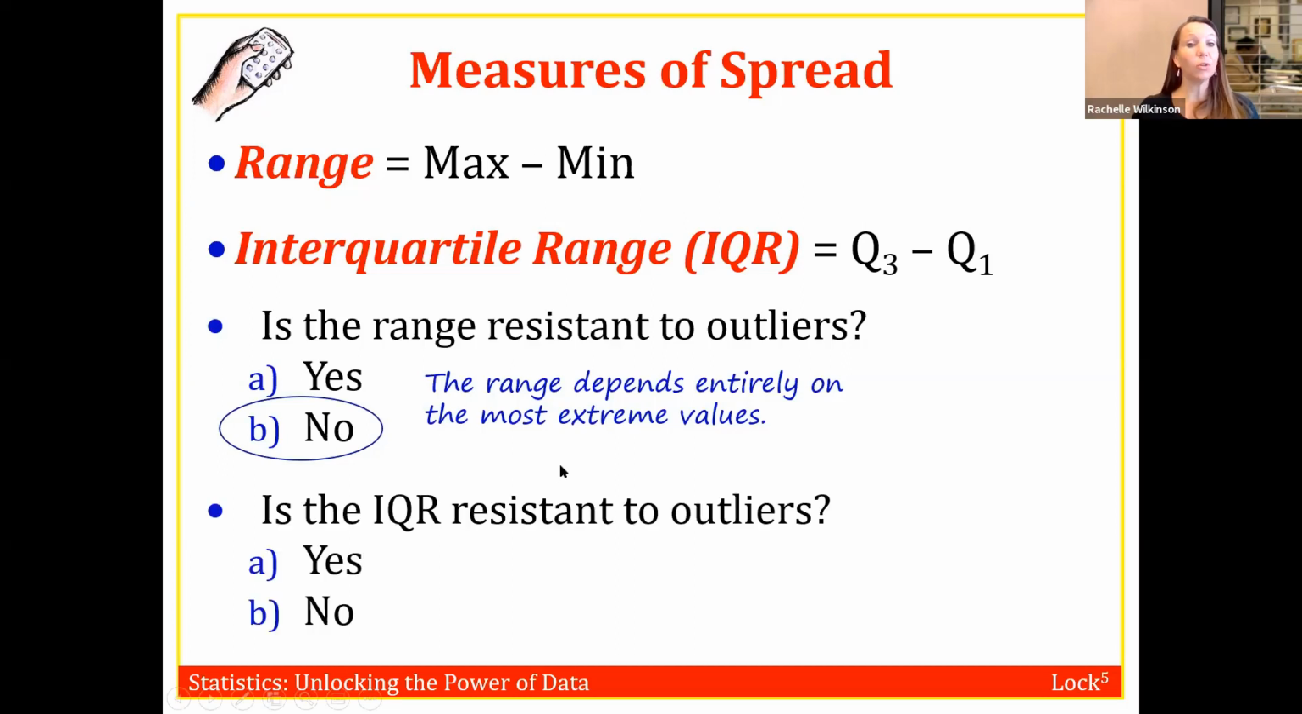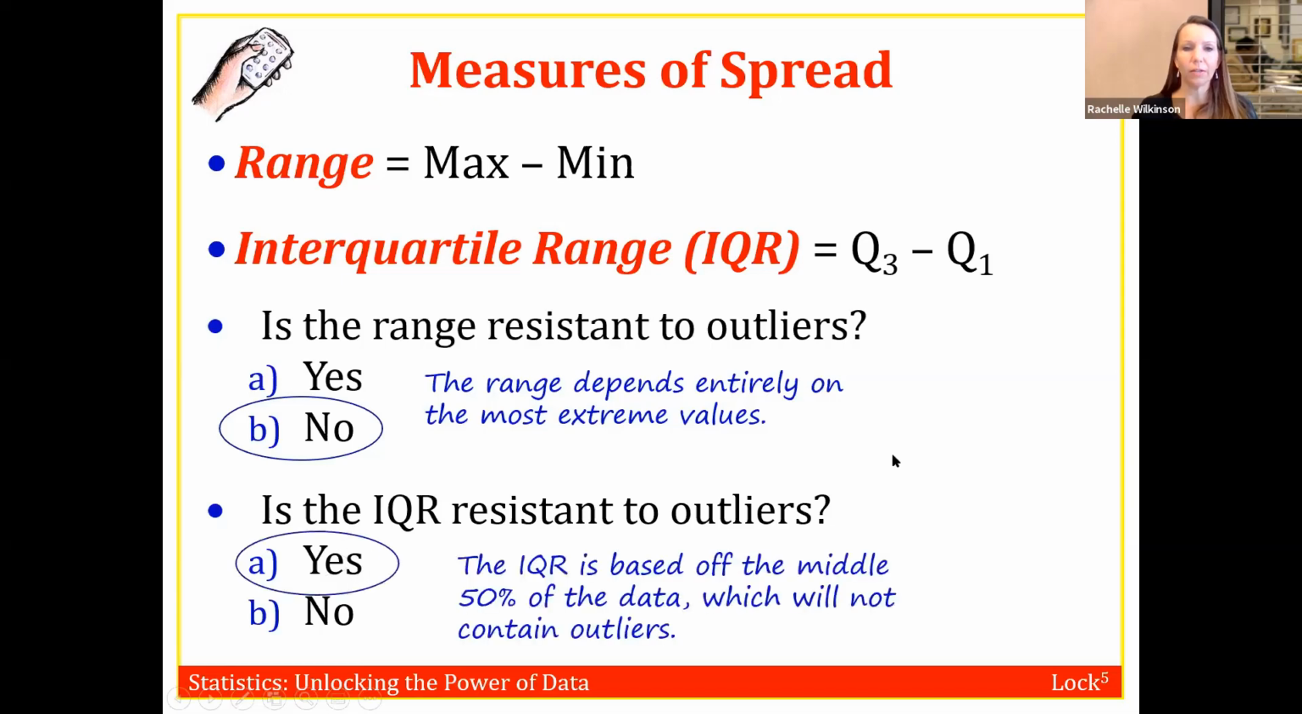But what about the IQR? Is the IQR resistant? So remember, to find the IQR, we just take Q3 minus Q1. Because we're talking about that middle 50% of the data, that one is going to be resistant to outliers. So the IQR is a resistant measure of spread. That's why we even look at the IQR: it's more resistant than the range. And in section 2.4, we're going to talk even more about the 5-number summary and some other cool things that we can do with it.